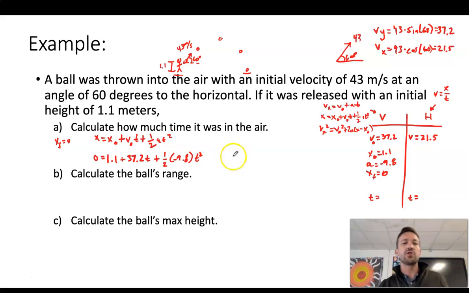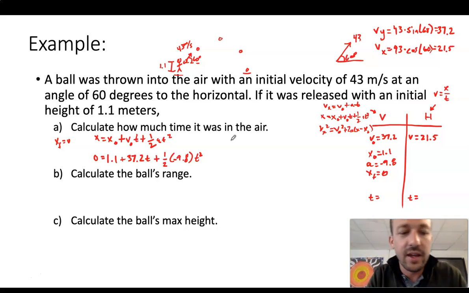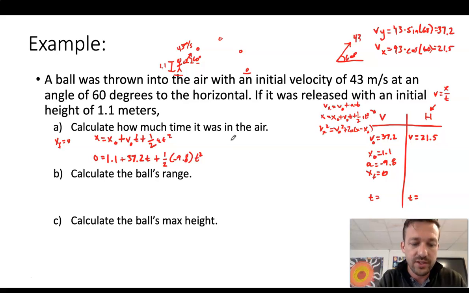Now guys, if you're going to try to solve that by hand, you'd have to use the quadratic equation. I personally don't want to mess around with that. So I would just go over to my calculator and do the solver. So go algebra, solve, okay, algebra, solve. And then I think we've done this enough that you guys are probably pretty good at it. Is 0 equals 1.1 plus 37.2 times x plus 0.5 times negative 9.8 times x squared, and comma x to solve for x.